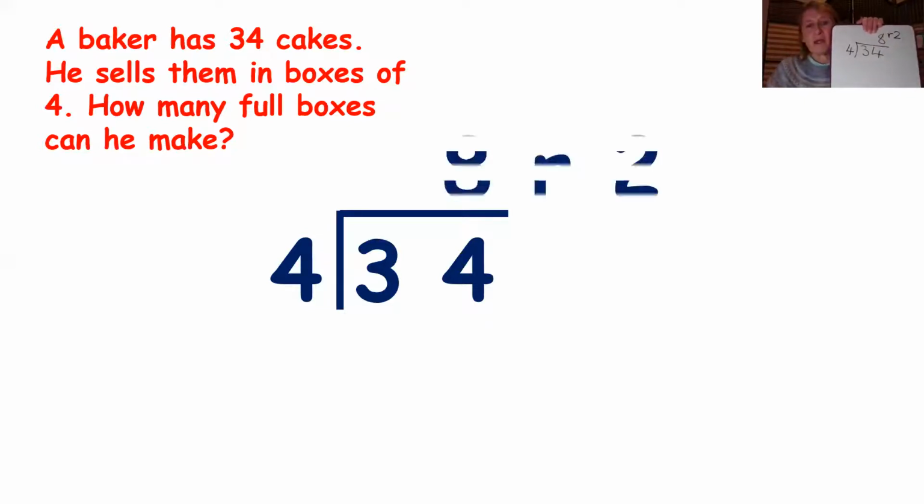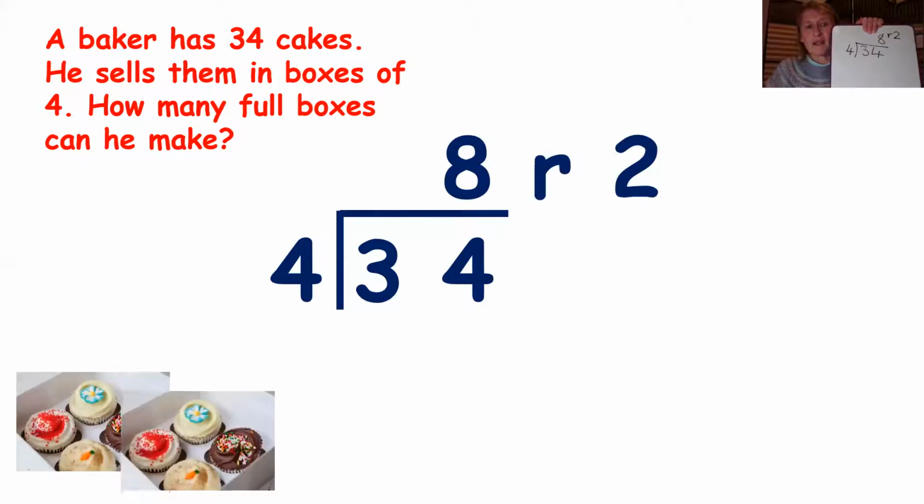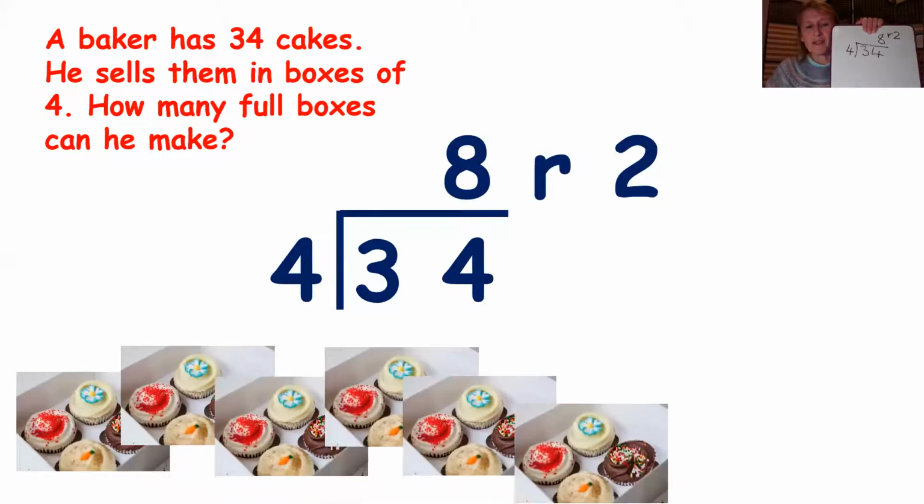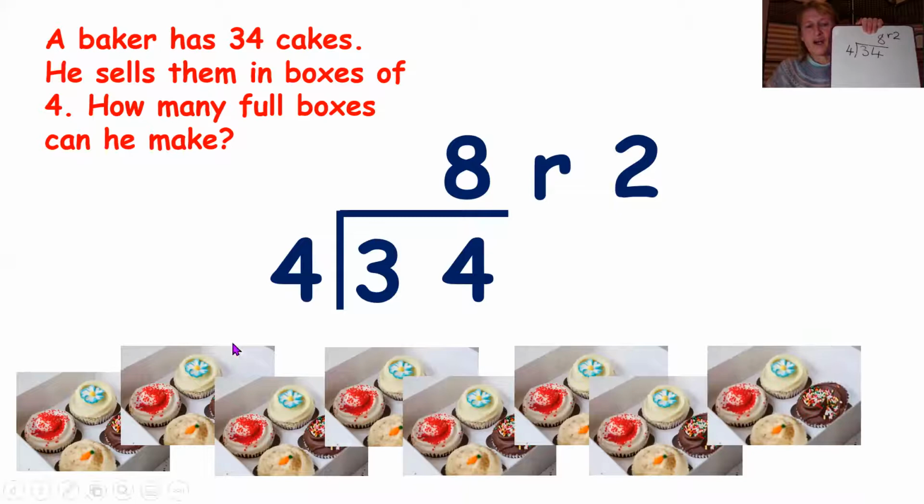Let's see, there's our answer. Here's our full cake boxes, and here are our 1, 2, 3, 4, 5, 6, 7, 8. 8 full cake boxes. This bit here is a part. These are 2 cakes left over. This does not make a full cake box. It's a remainder. It's leftover cakes. It's something for the baker to eat when the others have been sold.